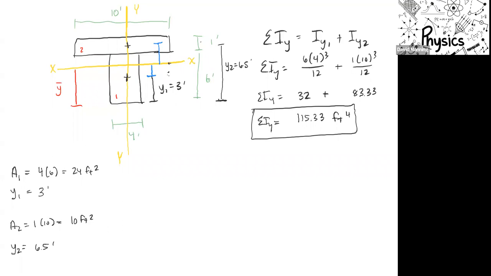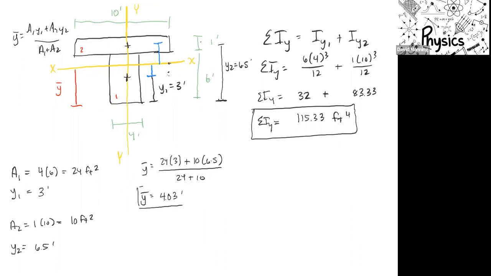Now I need to find Y bar, and this is what we did last chapter. So remember, I'll write it up here. Y bar is A1 Y1 plus A2 Y2 over A1 plus A2. So Y bar equals 24 times 3 plus 10 times 6.5 over 24 plus 10. Y bar equals 4.03 feet. So that's our first important value, Y bar.